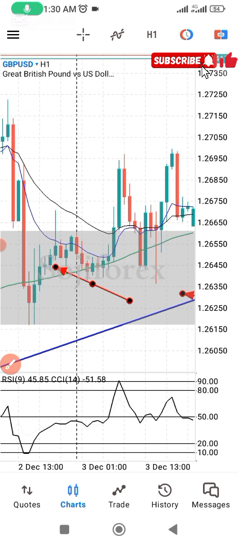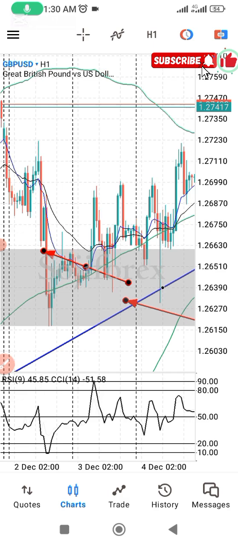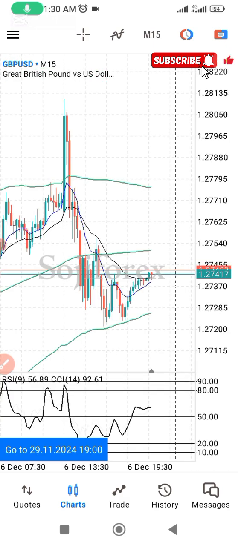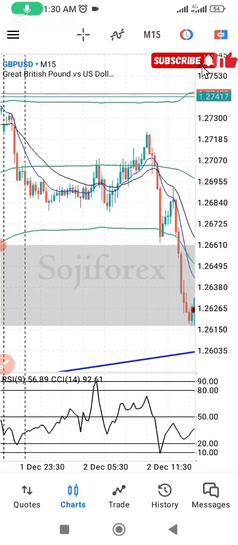Another confirmation is that price is retesting, and price is above the middle Bollinger Band on the H1 time frame. So these are confluences. This determines the probability, how profitable this trade is. And then with all of this rejection, now let's move to our 15-minute time frame so we can find this zone.